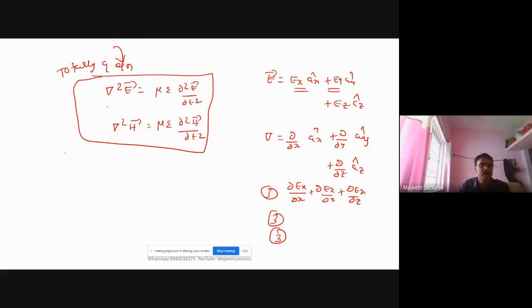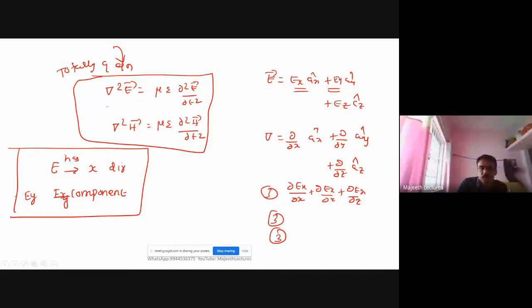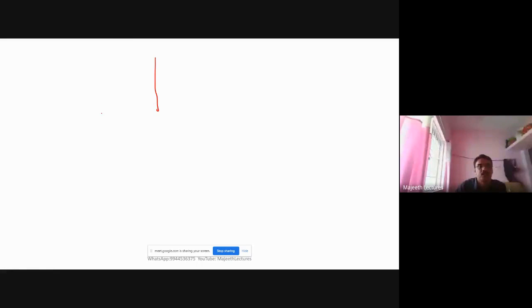So what we take in the normal standard is, we assume electric field is propagating in x direction and it has only Y component, right? So electric field is propagating in X direction and it has only Y component. This is the assumption generally we make. Fine. So what will happen? Let us take this. This is X, this is Y, this is Z.